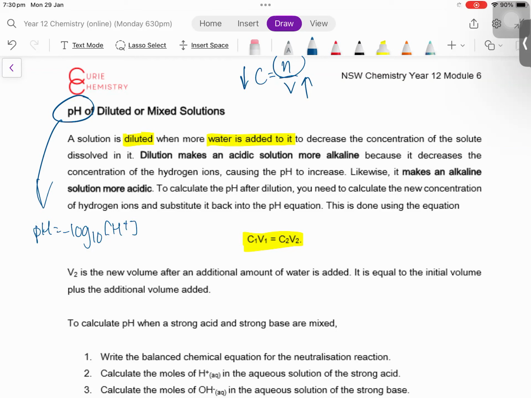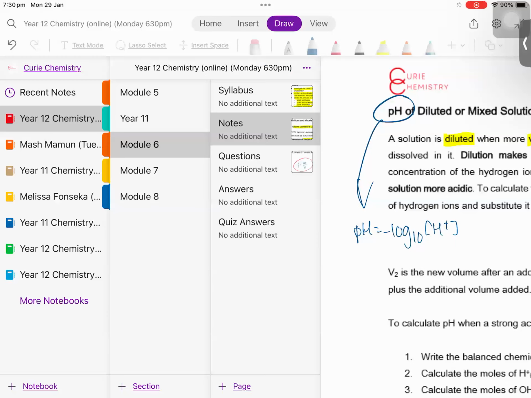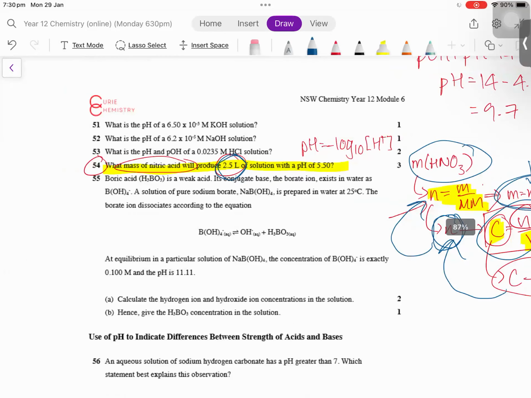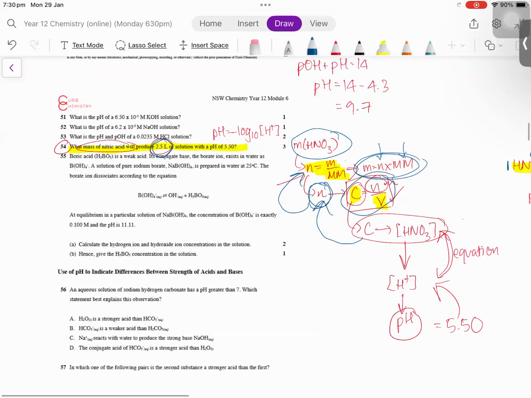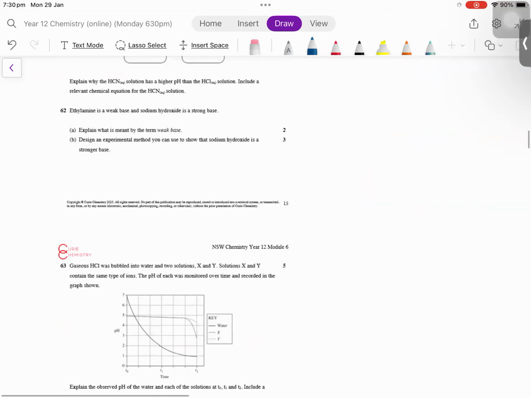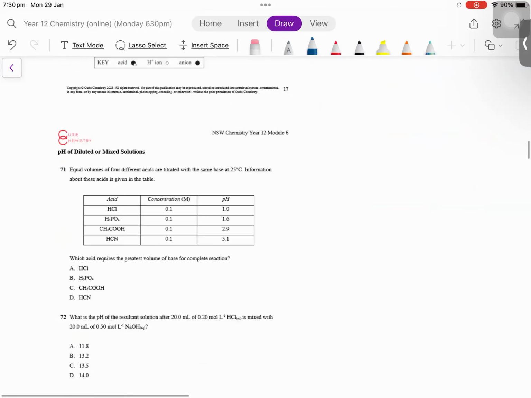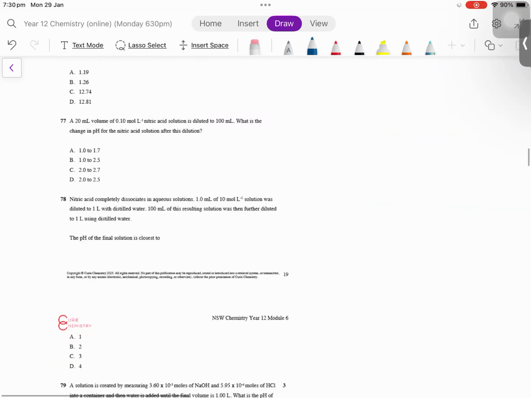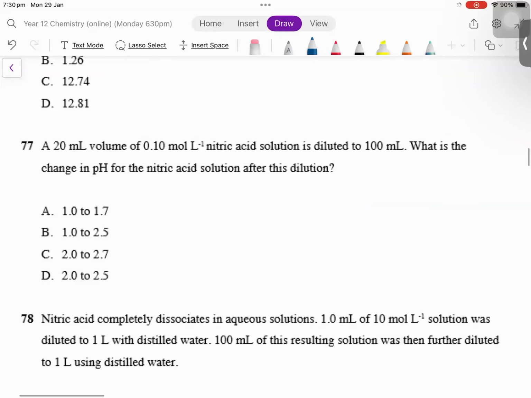Yeah. So this here is the step-by-step for diluting, but you'll notice that I'm not paying too much attention to it, because the questions that you get in Year 12 won't just use that equation. You'll need to keep track of the moles over time. So it's easier to do it that way, so it's better to look at it through a question.